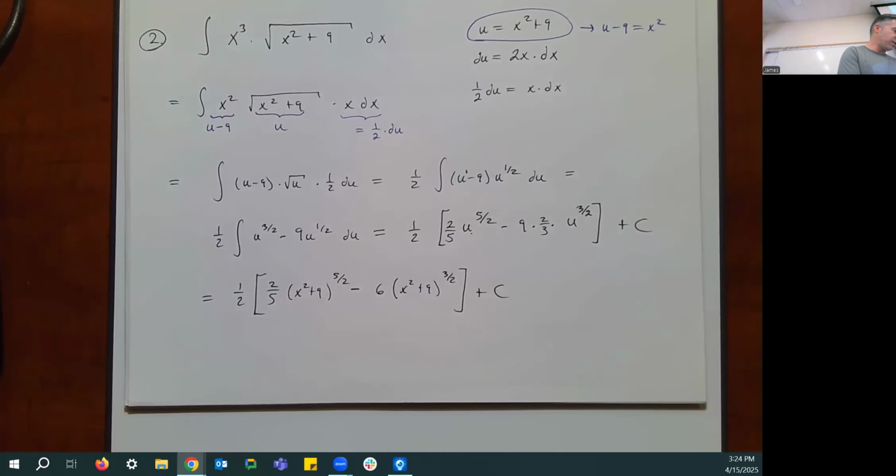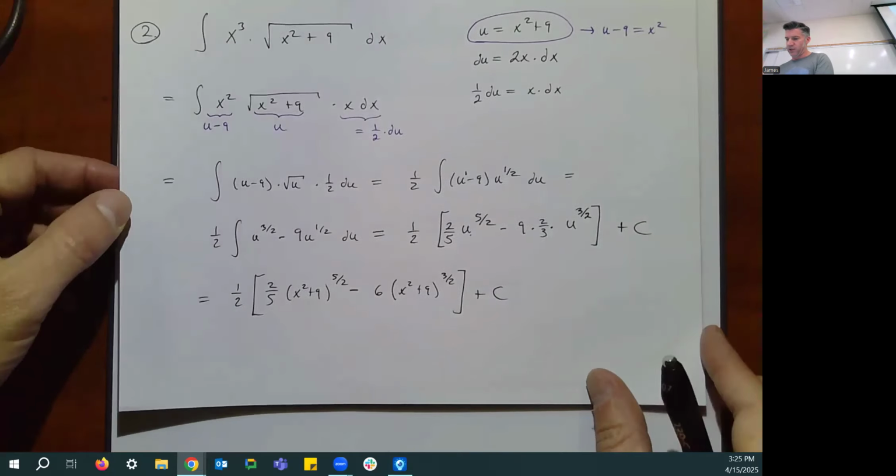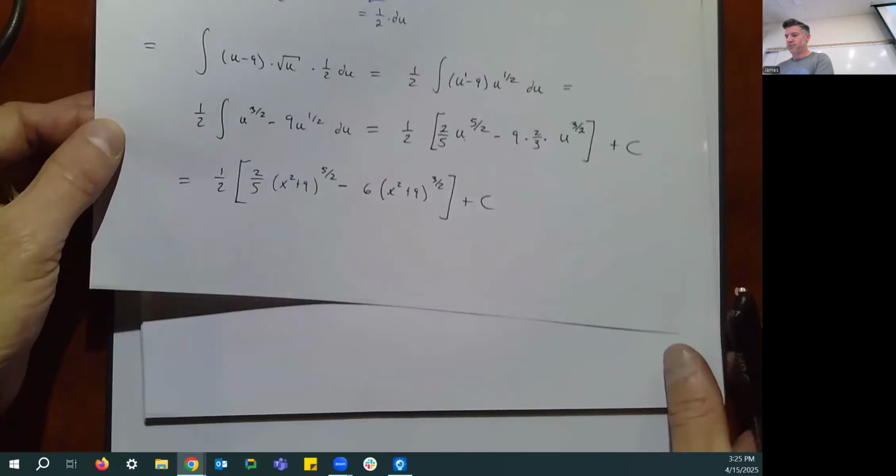Where did the integral go? Now I've got lots of pages here. One moment. I have a specific example in mind. There we go.